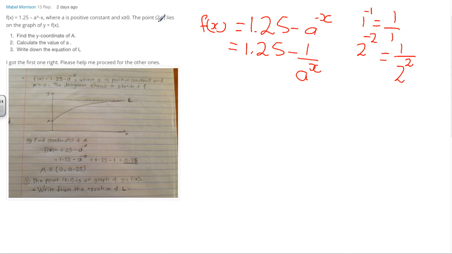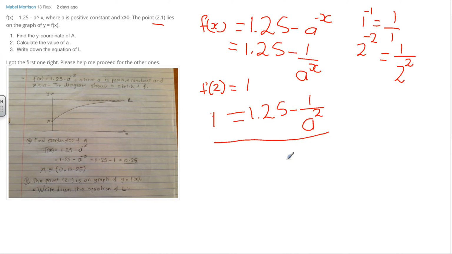So here we're given that there's a point that lies on our graph, (2, 1). So that means when x is 2, our f of x is equal to 1. So this is how it is. You can write it that when x is 2, the answer is equal to 1. So we need to find the value of a. So we just substitute here. f of x we know is equal to 1, and then we have 1.25 minus 1 all over a raised to the power x. Our x is 2. And then you solve this and you will find your answer.